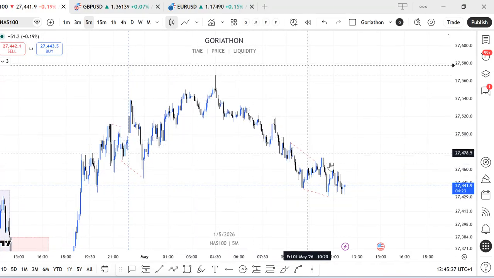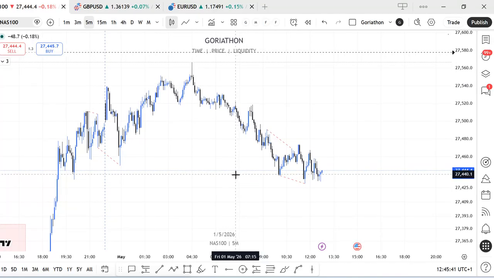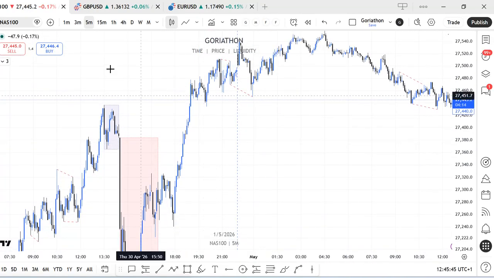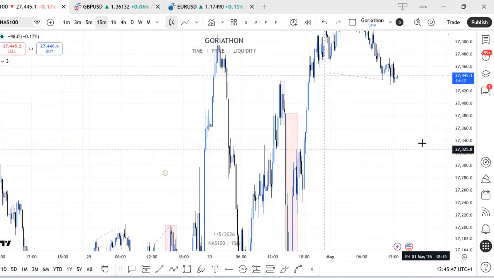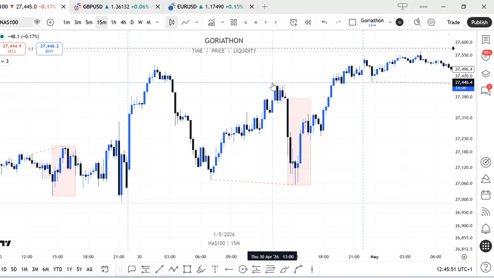Right. Now, basically what we do is we only trade during a specific period of time. Let me just switch to 15 minutes, right? You can see this is 8:30, then this is 9:30. 9:30 is when the big move happened.